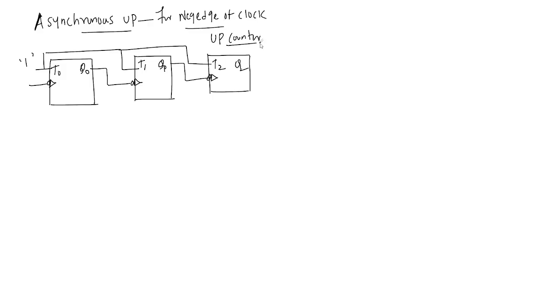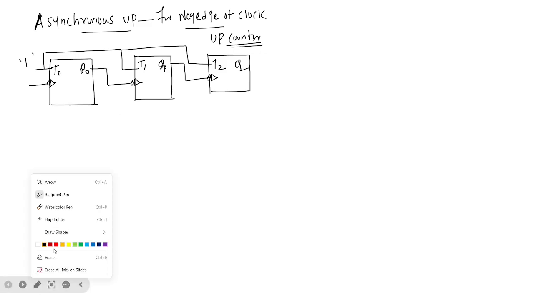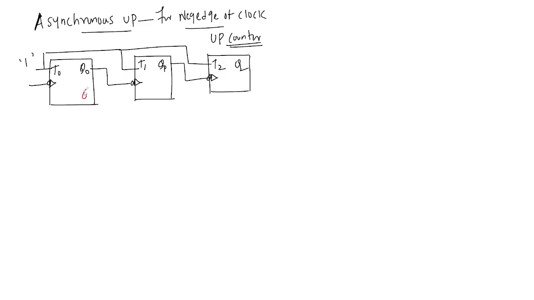So if you want to design a down counter, what do you need to do? Here we have Q0 bar, Q1 bar, and Q2 bar. You need to use these as the clock, then that becomes a down counter. Understood? So you understood the up counter, no?